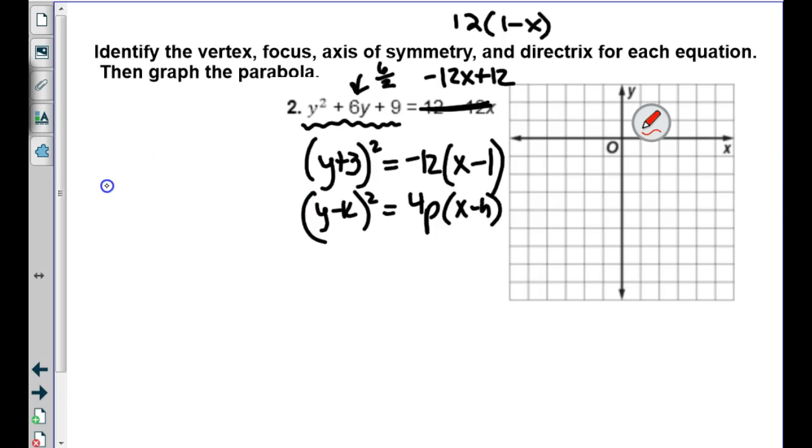Hannah, tell me something. Okay, h equals 1, k equals -3. So 1, -3 is the vertex. Excellent. Tara, can you tell me something? Anything. Which way it opens, or what p is, or... Good job. You set those equal.